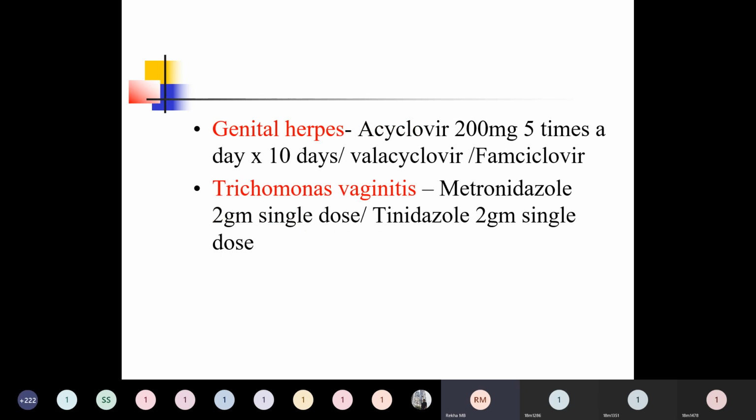Then we have genital herpes, which is caused by herpes simplex. So here the drug of choice is acyclovir. You can give 200 milligram 5 times daily for 10 days. Alternative will be valacyclovir or famciclovir. Then we have Trichomonas vaginitis caused by Trichomonas vaginalis. Here the drug of choice is metronidazole 2 gram single dose, or you can go for tinidazole 2 gram single dose.